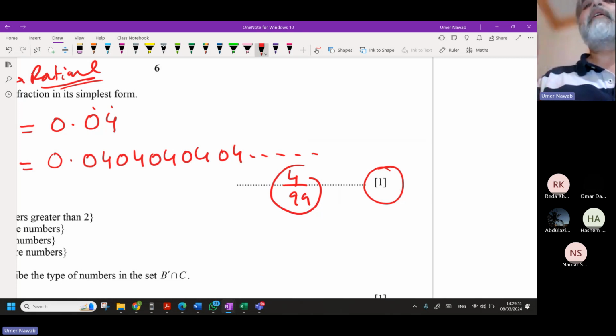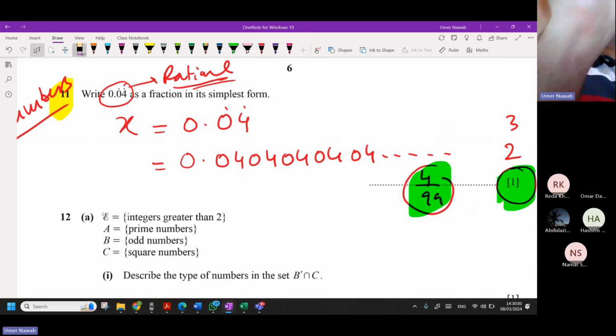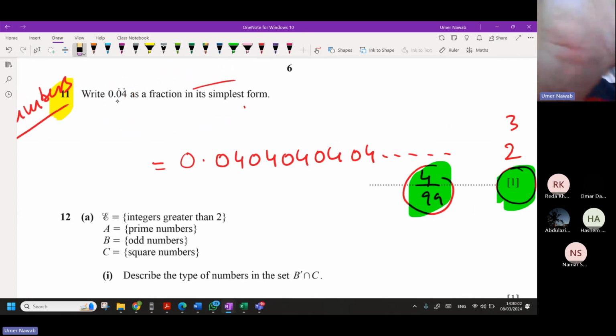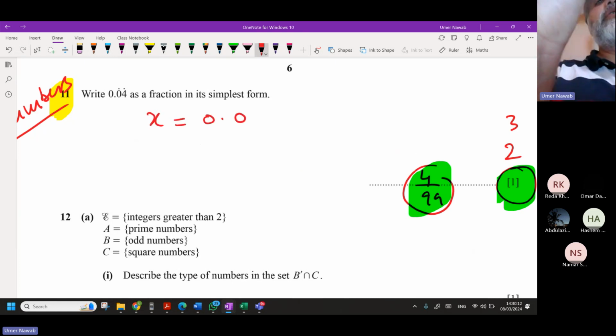No working is required, since he has given only 1 mark, so there is only 1 accuracy mark. But if the examiner has put 2 marks or 3 marks, you have to show your working. So as your teacher, I need to teach you the technique of how to convert any recurring decimal into a fraction. So let me start. x is equal to 0.04 recurring. Is my decimal present in front of the recurring digits? Yes, Mr. Omar, it is present.